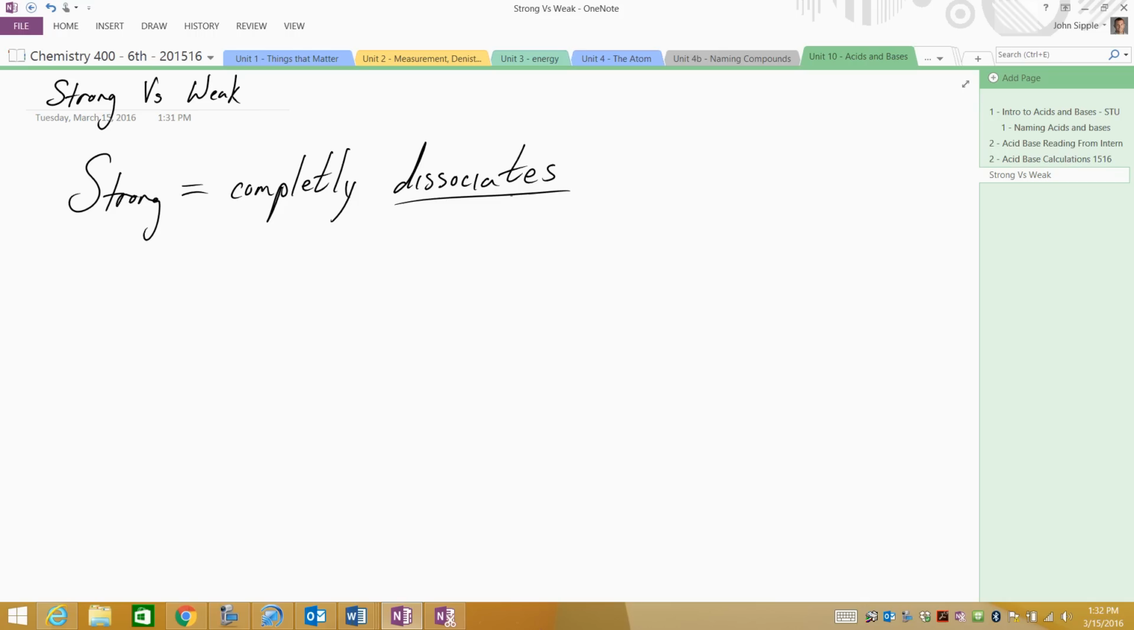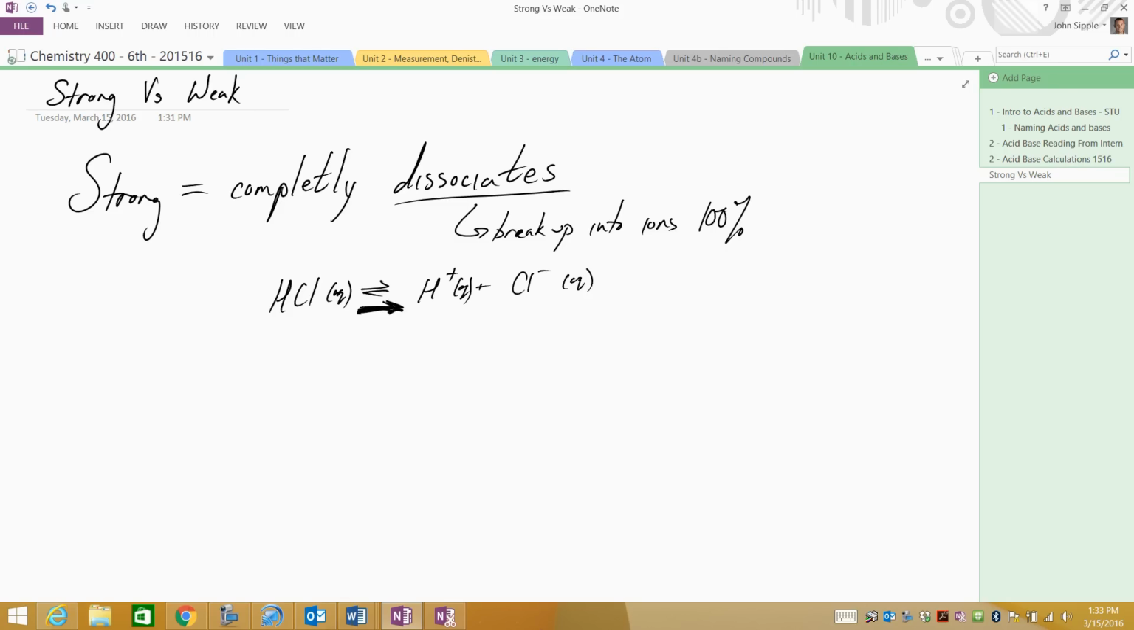So completely dissociates. That means they break up into ions, 100%. Like HCl: H+ and Cl-. If I were to draw these arrows appropriately in terms of the equilibrium, the little arrow going in the reverse direction doesn't even exist. Equilibrium-wise, it's all the way to the right.